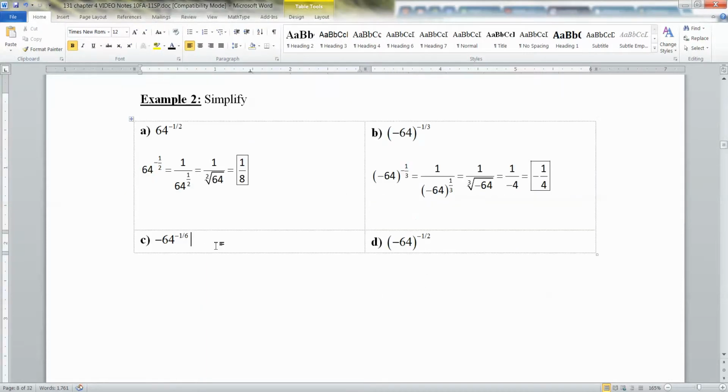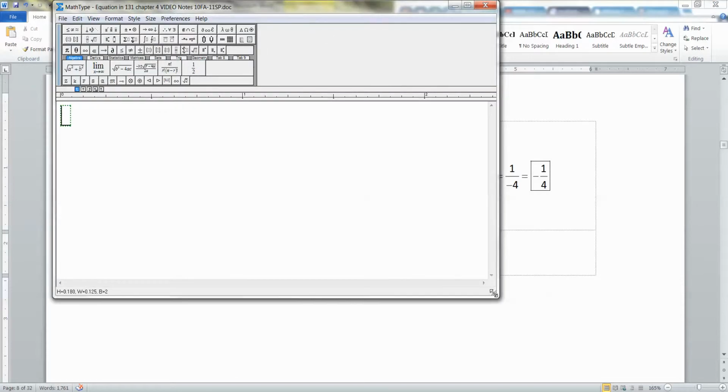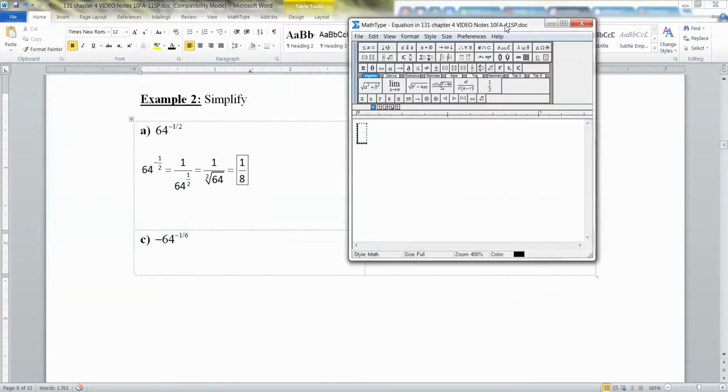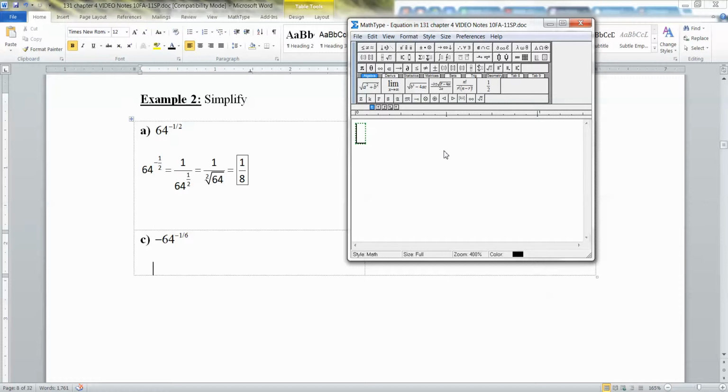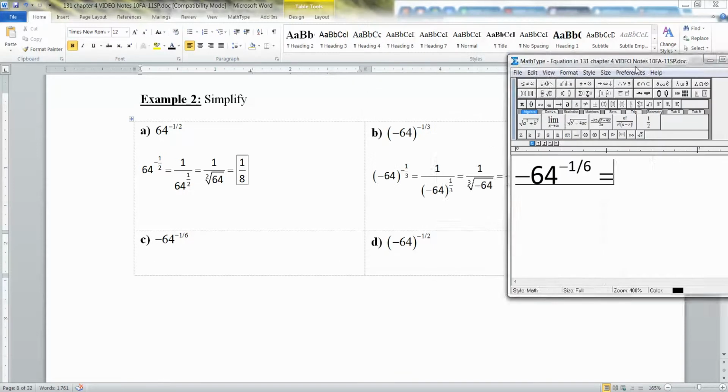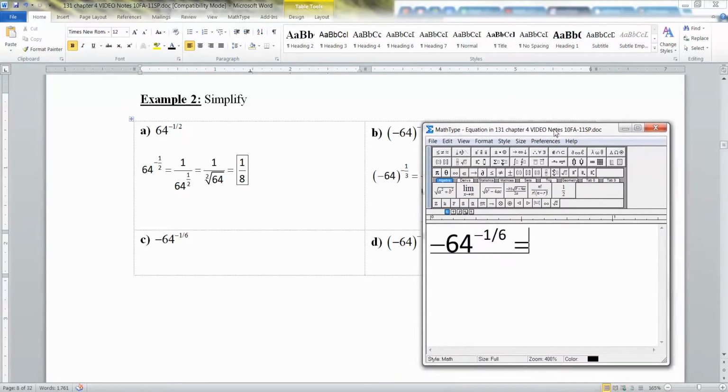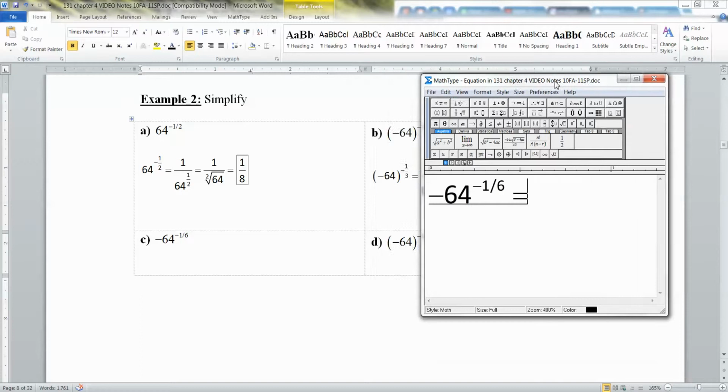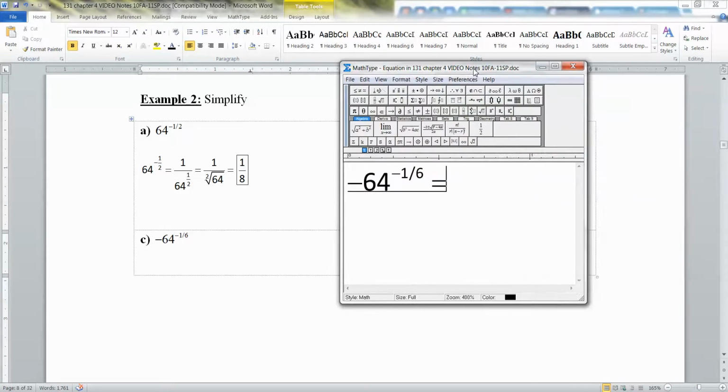All right, what about C? Well, C, you might be thinking you're in trouble because you've got that negative negative combo again. But let's be careful. Negative 64 to the negative 1/6. Now the trick here is that that negative is not inside the parentheses like it is in B and D. In B, it's in that parentheses, which makes things harder, and D as well. But because it's not in there, this is really just a fast way of writing this.